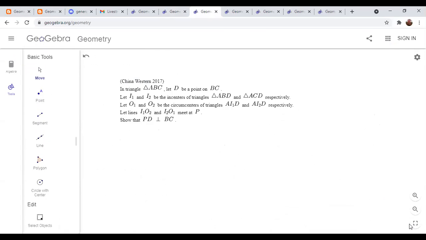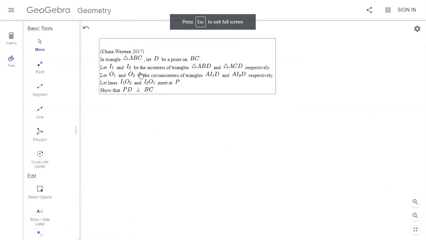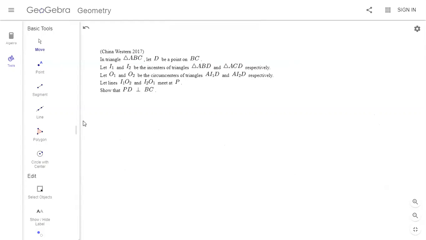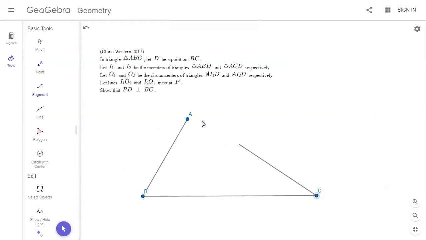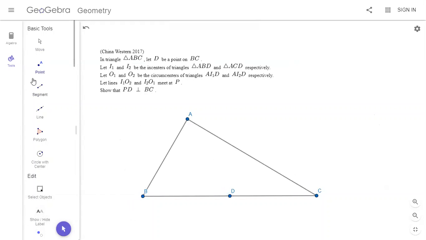All right. So this problem has X centers. Oh no, actually this one I think is just N centers. So we have a triangle ABC. D is a point on BC. I1 is the incenter of ABD. We draw the incenters of ABD and ACD.